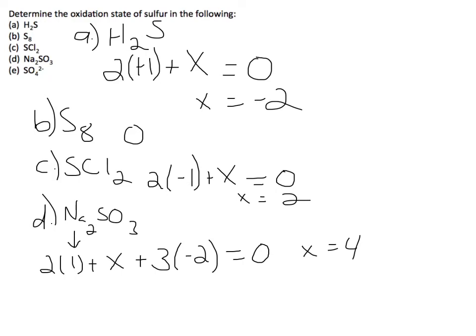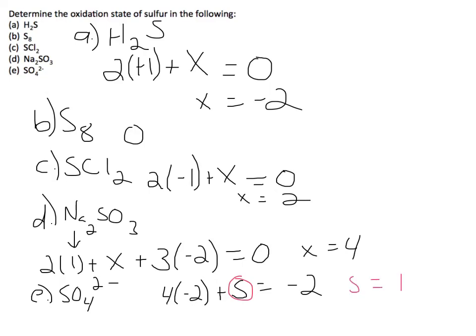The last one, E, is going to be SO4 2-. Once again we know oxygen is -2, so we have 4 times -2, plus we have S, and we note that the total charge on this molecule is -2. So -2. And so S, which we could call X, is going to be equal to +6.